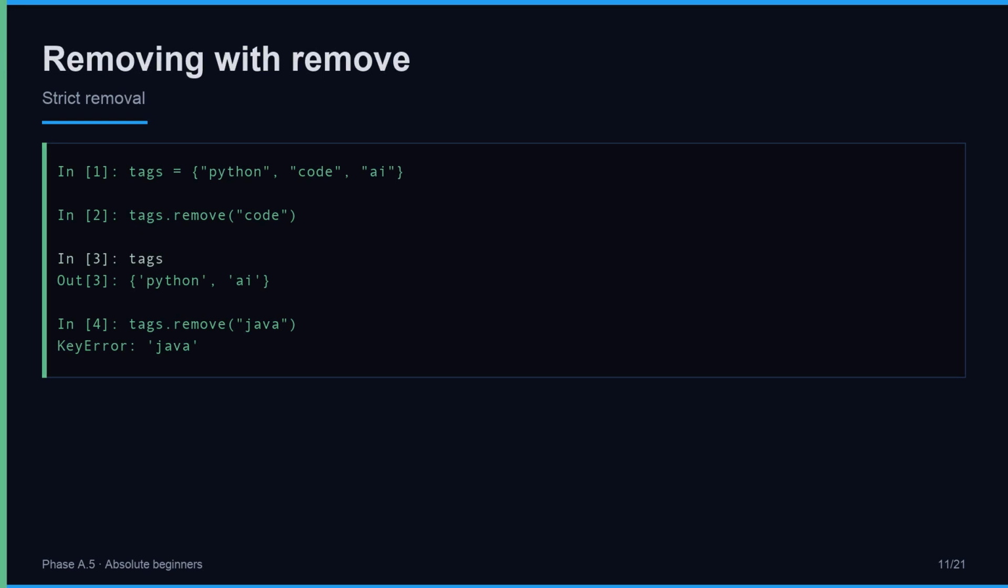tags.remove("code") takes code out of the set. Works fine when the value is there. But if you try to remove a value that is not in the set, tags.remove("Java"), Python raises KeyError. That is important. Remove is strict. It expects the value to exist. If it might not exist, you must either check with "in" first, or use a safer method. We meet that safer method next. For now remember, remove raises when the value is missing.